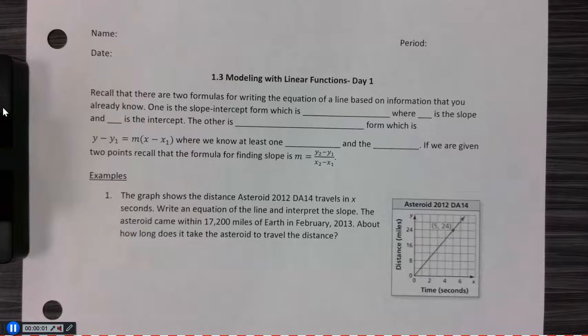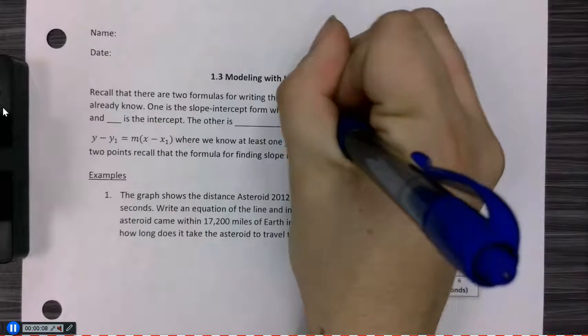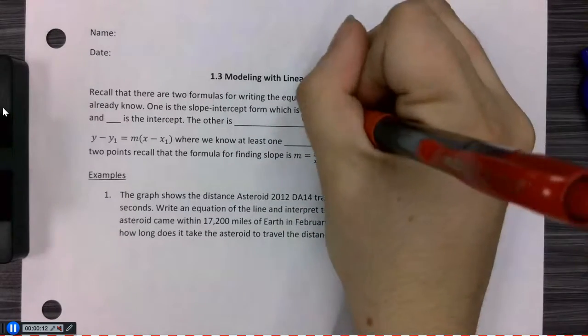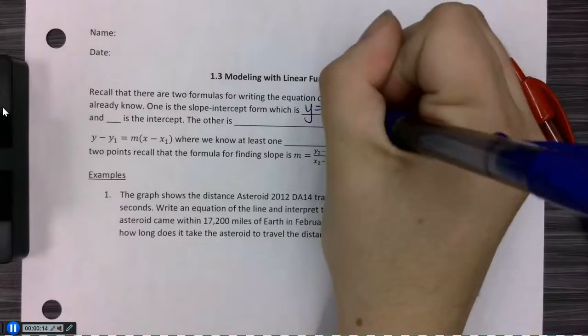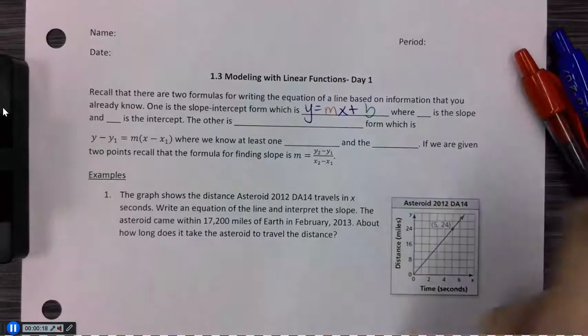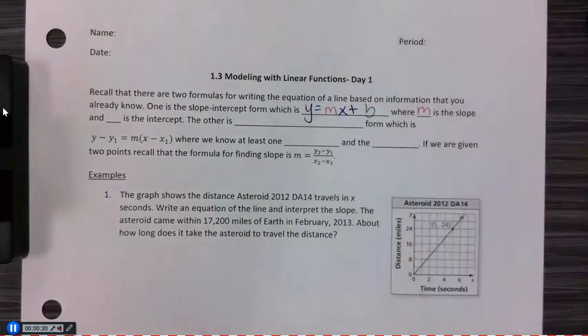We're going to look at linear functions. We've done this before in Algebra 1. One form is slope-intercept form, which is y equals mx plus b, where m is the slope and b is the y-intercept.